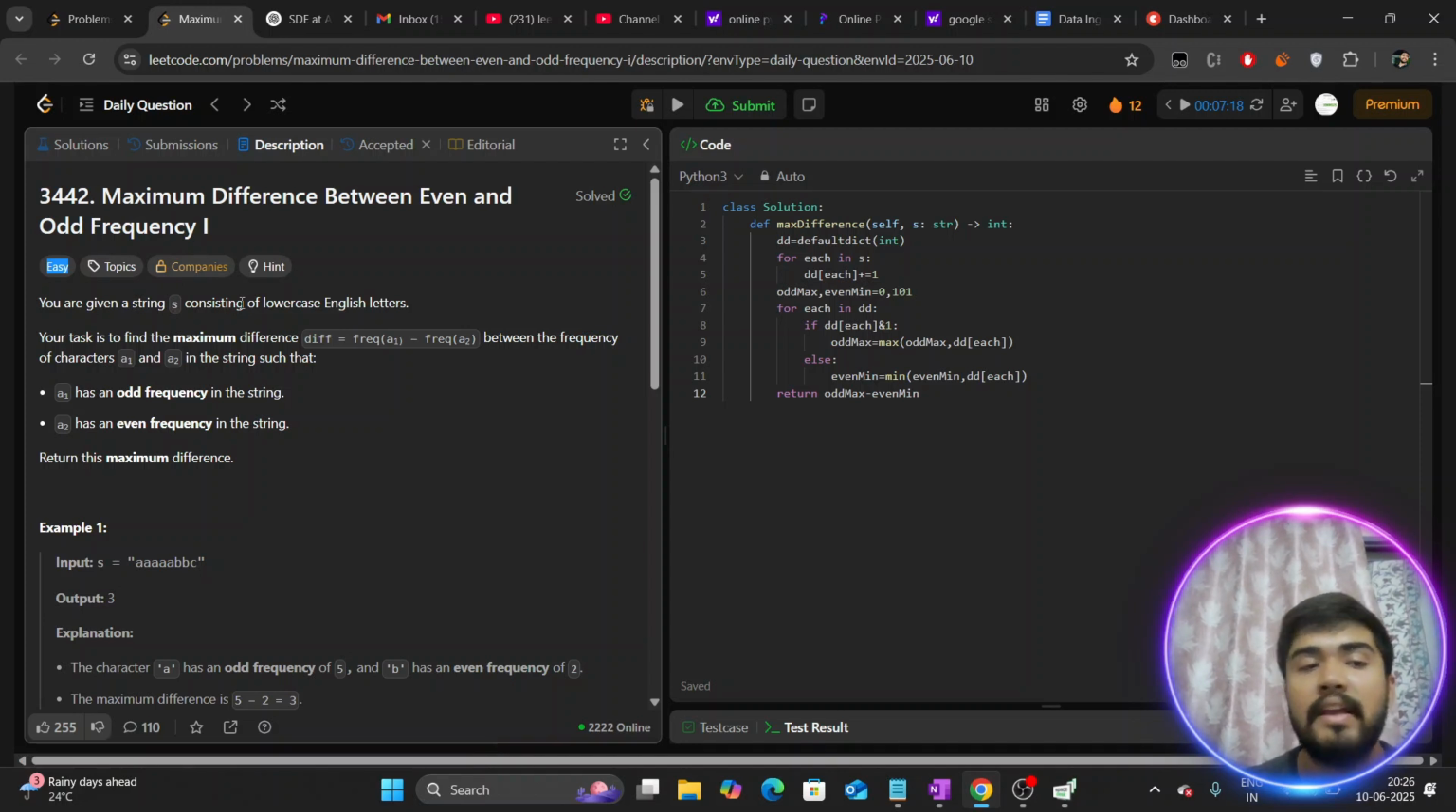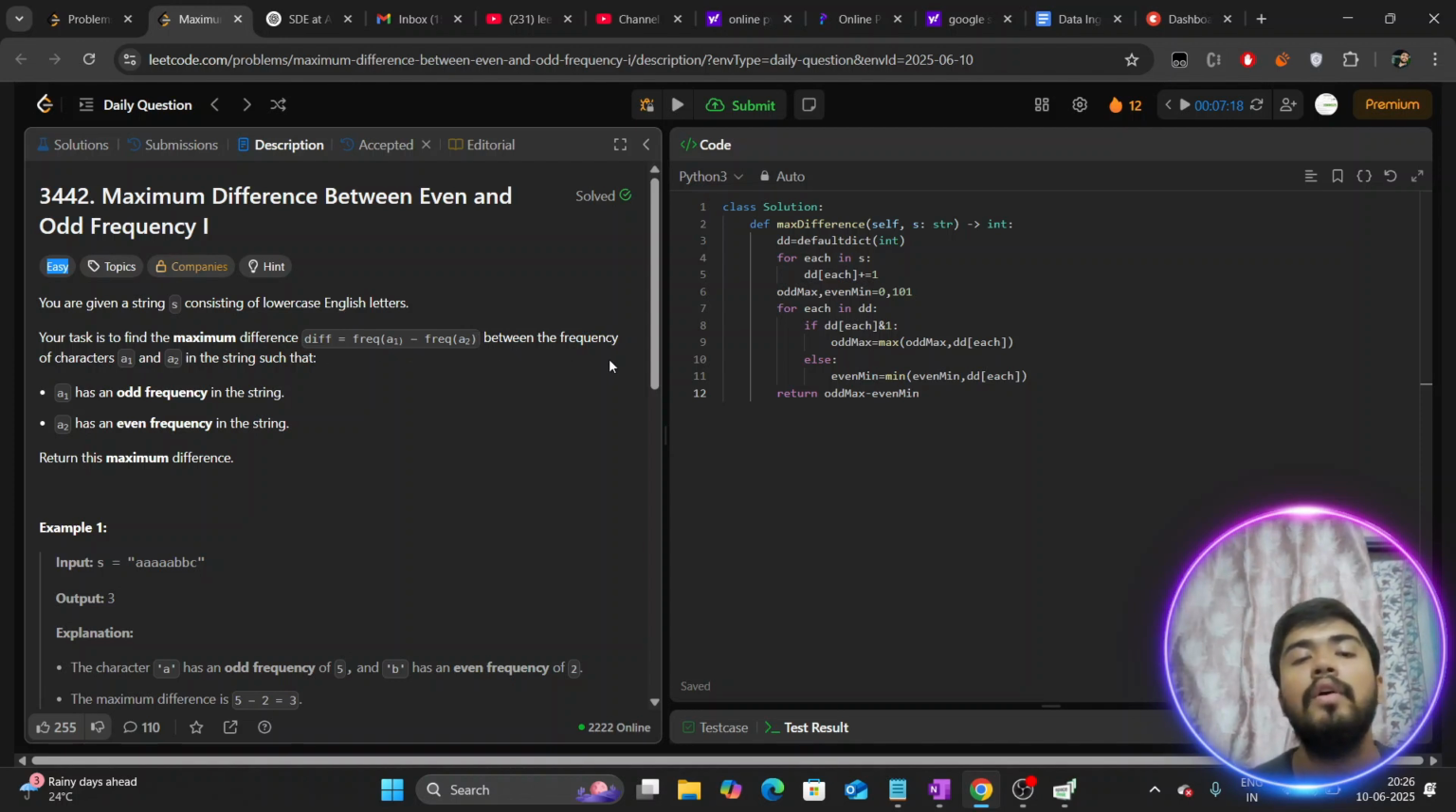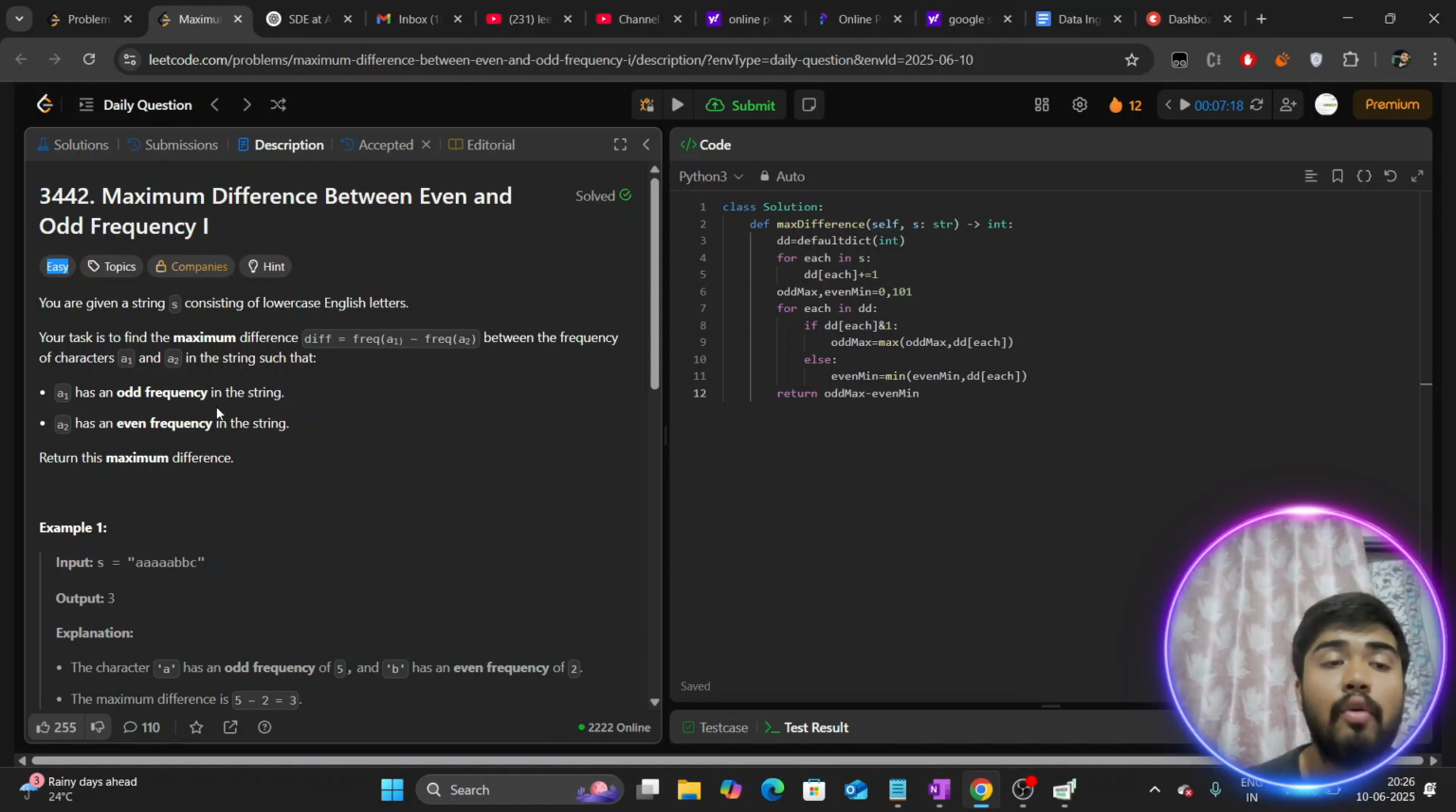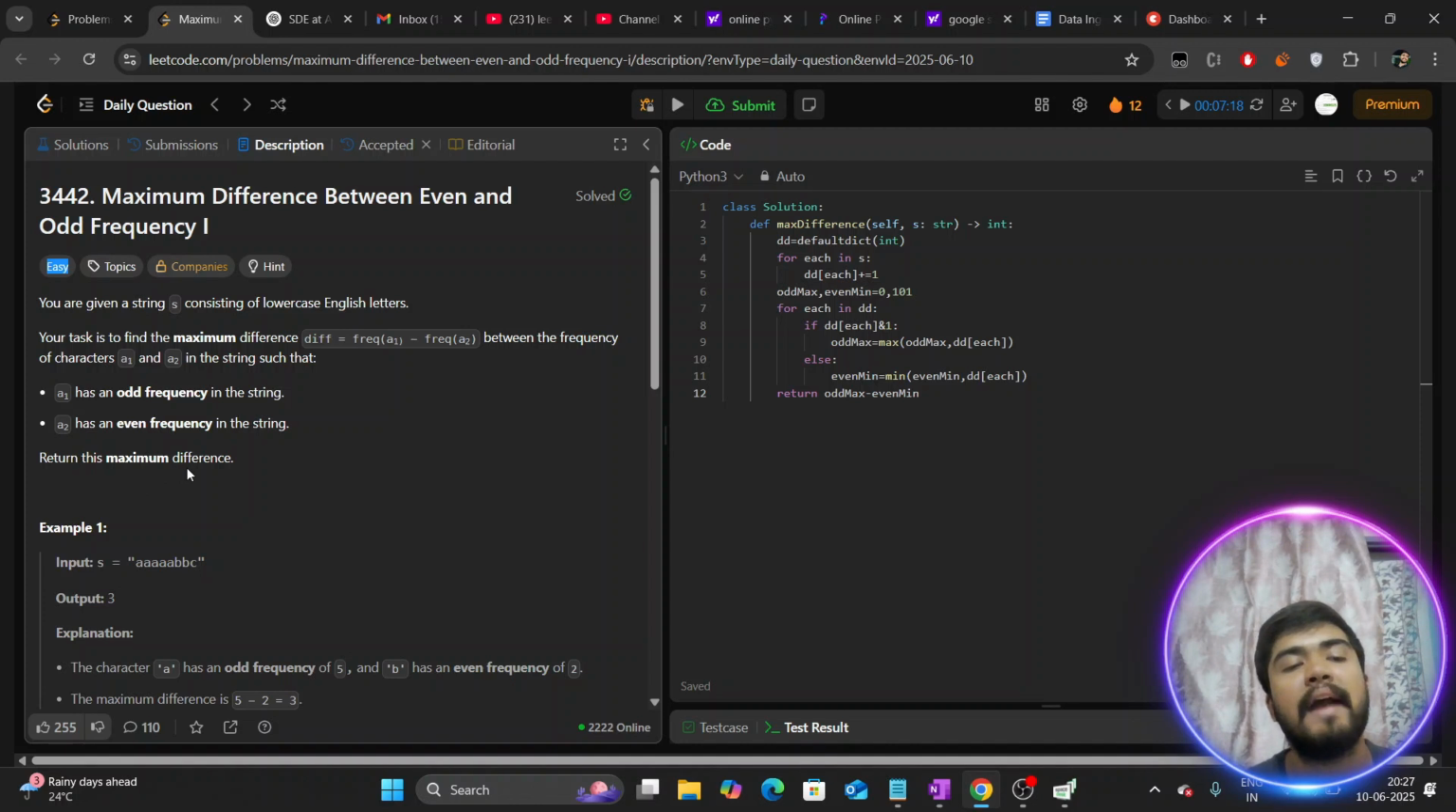You are given a string S consisting of lowercase English letters, and your task is to find the maximum difference diff between the frequency of characters A1 and A2 in the string, such that A1 has an odd frequency in the string and A2 has an even frequency in the string. And finally we have to return this maximum difference.